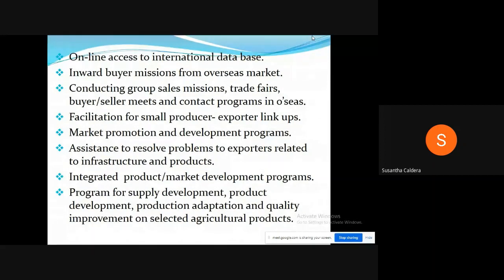Inward buyer missions from overseas markets. Sometimes they bring buyer missions from overseas markets. Right? Then conducting group sales missions, trade fairs, buyer-seller meets, and contact programs in overseas. Trade fairs, good example.